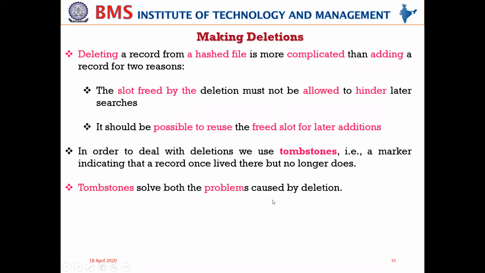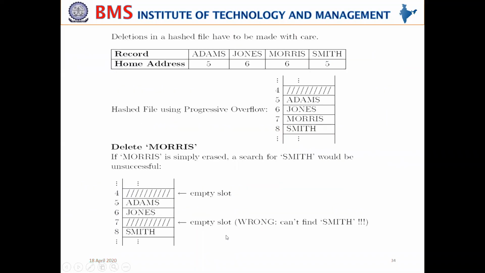Now let us see with an example how tombstones solve both the problems. Insertion of a record is slightly different when using a tombstone. Let us see how we do this with an example. For deletion, assume that these are the records with different key values, and these are the respective home addresses. This is my file. These records, whatever home addresses they have generated, I'm supposed to insert into this file using the progressive overflow concept.